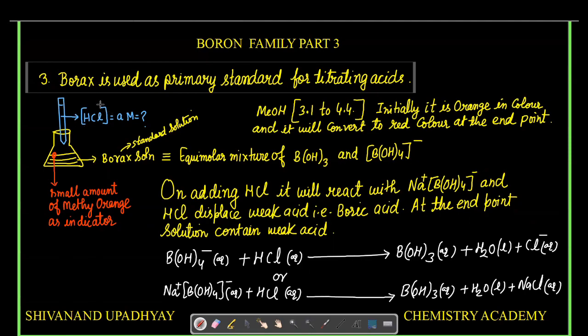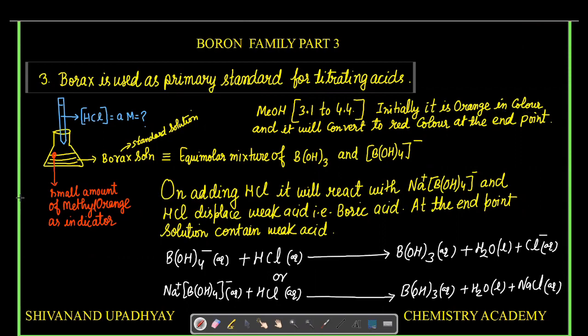So this is present in the burette. When this titration is going on, it is going on in presence of an indicator, and that indicator is methyl orange. We know the pH range for methyl orange, that is 3.1 to 4.4. Between this pH range, methyl orange shows an intermediate color, but if the pH is less than 3.1, it is acidic medium and it is red in color. And if pH is greater than 4.4, relatively basic medium, it is yellow in color.